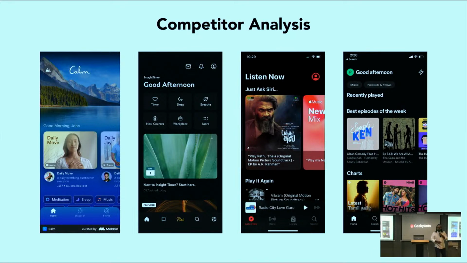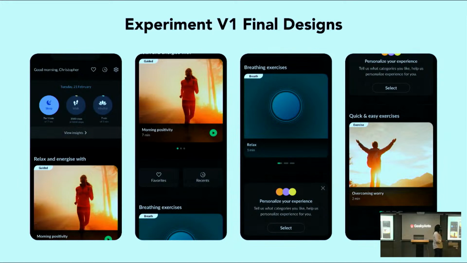Obviously, we did some competitor analysis of how similar platforms are doing, not exactly the direct competitors in mental health applications. Calm is one, Insight Timer, YouTube Music, and Spotify. This was the first version of the designs, where we introduced bigger cards instead of the smaller cards we used to have. It had a dynamic carousel that changes after 5 seconds. And when you scroll, only three cards are there. The entire long scroll we reduced.